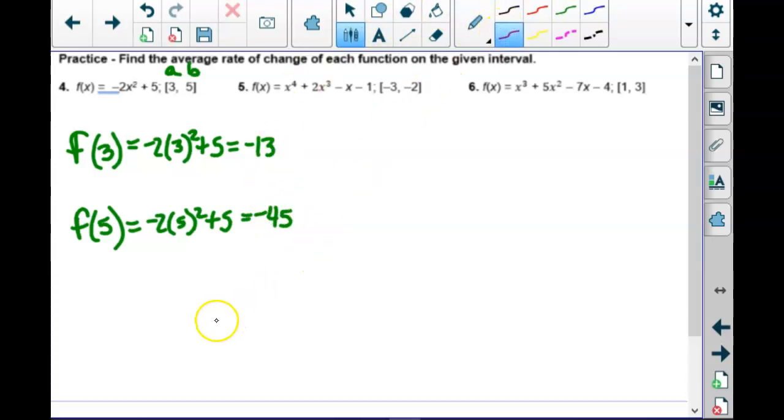So we have 2 ordered pairs. Does anybody know what the 2 ordered pairs I'm talking about are? What did we put in to get out a negative 13? So we put in a 3, got out a negative 13.